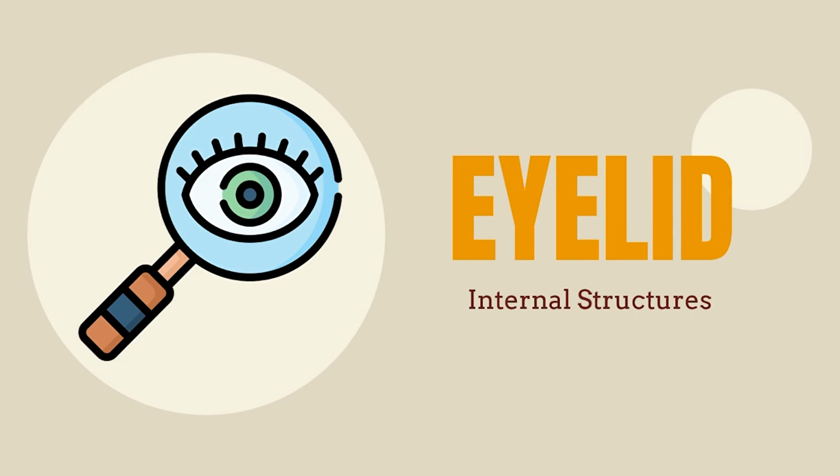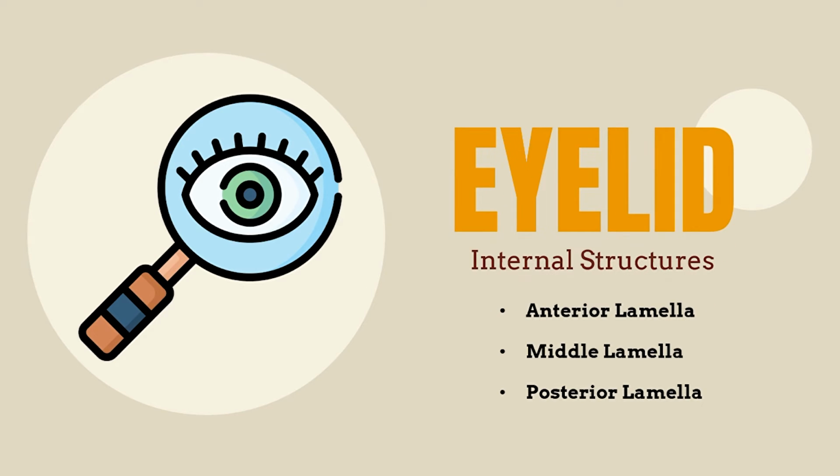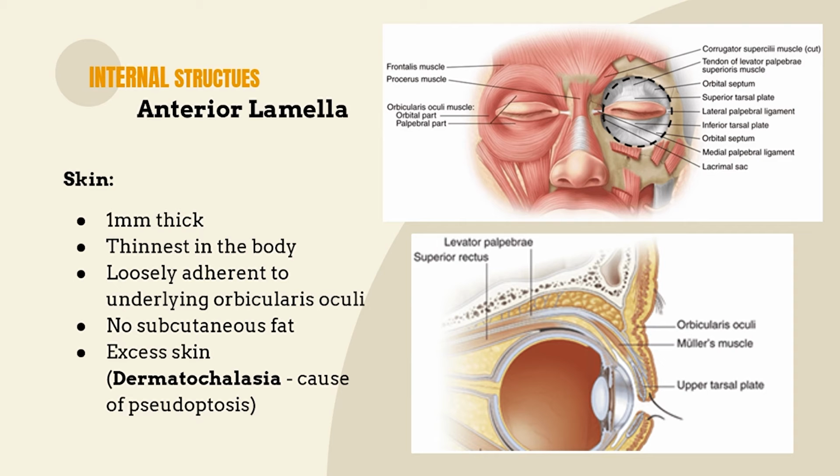So the eyelid consists of three internal structures, which are the anterior lamella, the middle lamella, and the posterior lamella. So let us start with the anterior lamella. It consists of the skin and the orbicularis oculi muscle. The skin is 1 millimeter thick. It is the thinnest skin in the body. It is loosely adherent to the underlying orbicularis oculi. It has no subcutaneous fat.